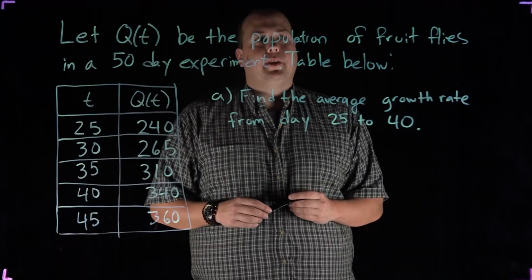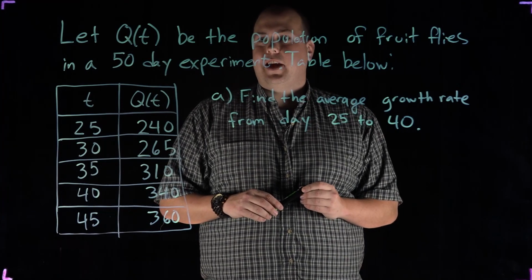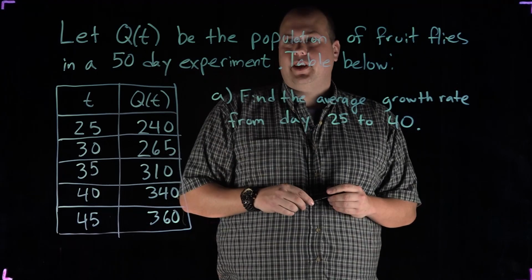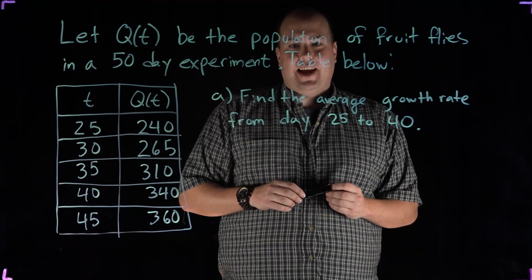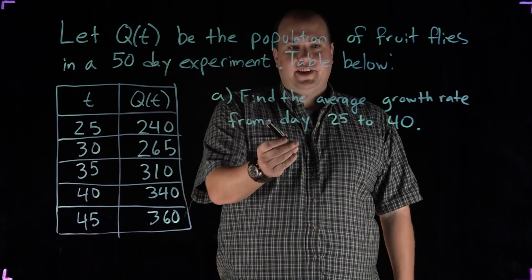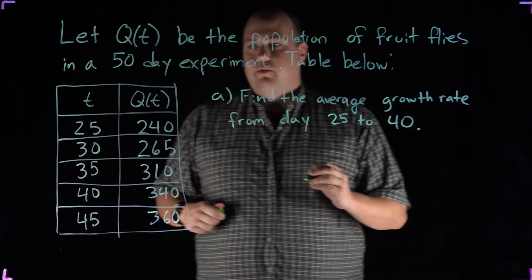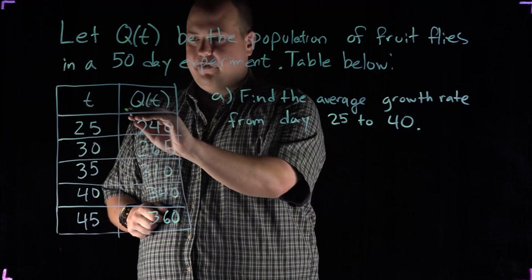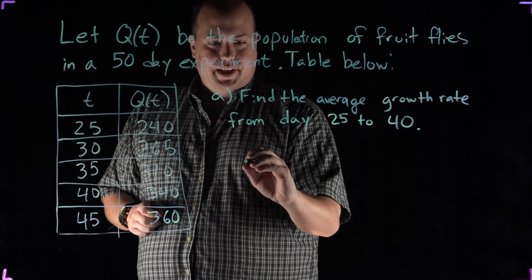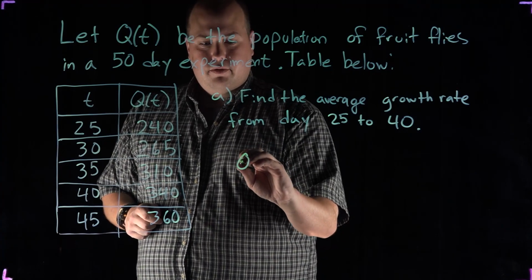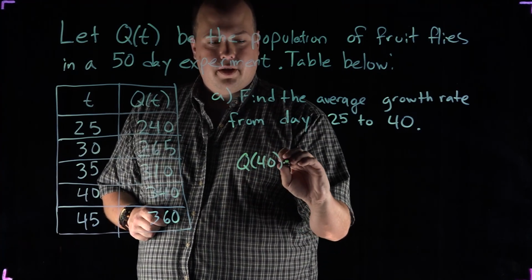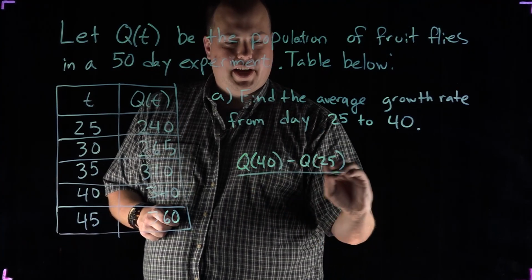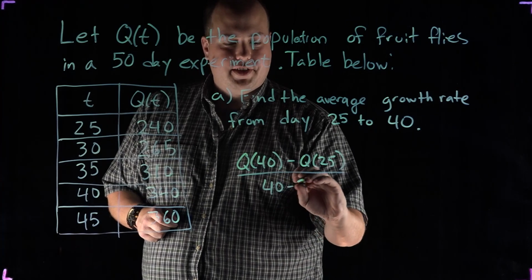Here we'll consider a population of fruit flies, where the count of the fruit flies is available on a given day t in this chart. First we'll start with the average growth rate of the population from day 25 to 40. To calculate this, we employ the average rate of change formula from t equals 25 to t equals 40. So we will have q of 40 minus q of 25 divided by 40 minus 25.